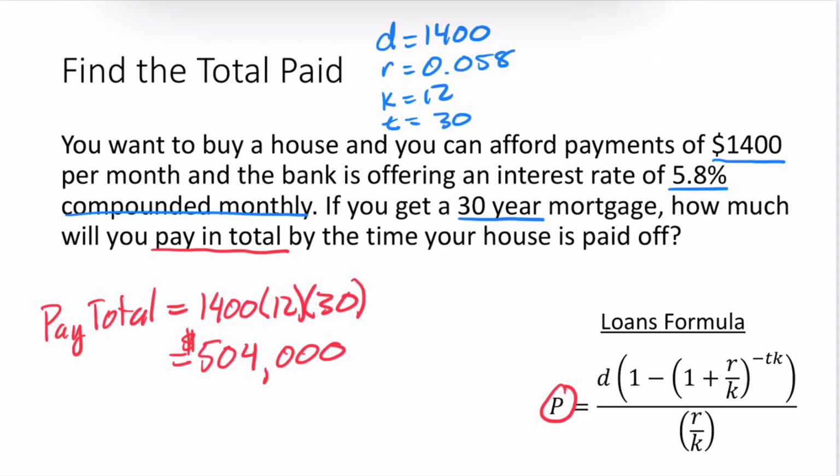Now, the cost of my house when I buy it will be less than that. If we were to calculate out what P is, that would be a smaller number because this 504,000 includes all of the interest that I'm paying as well.